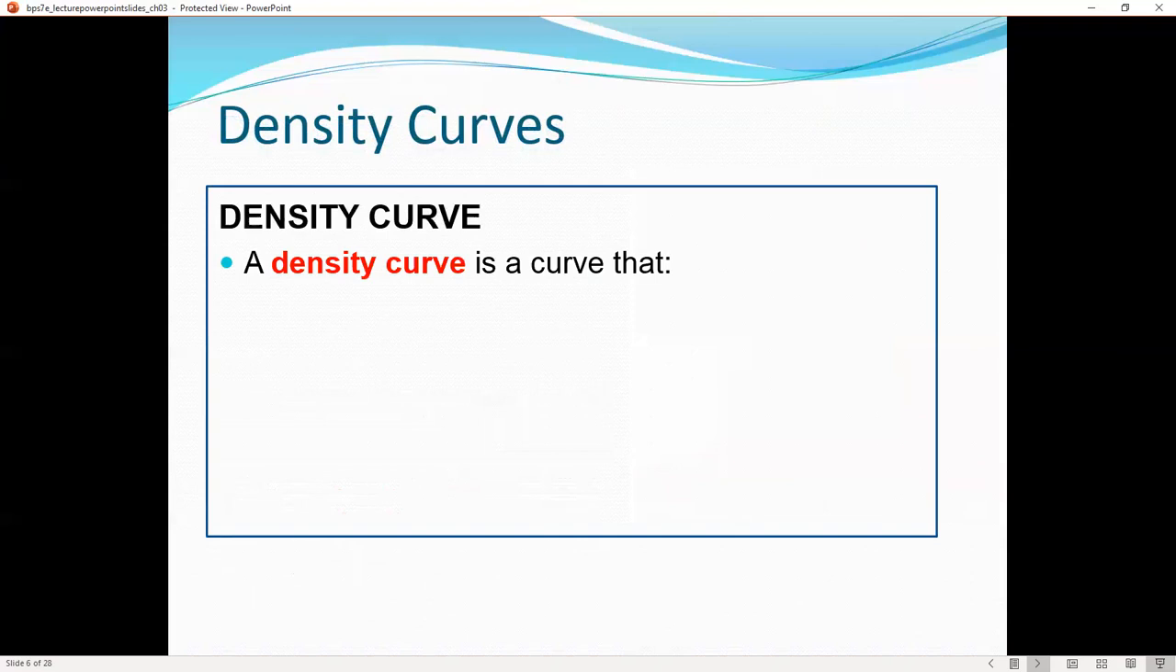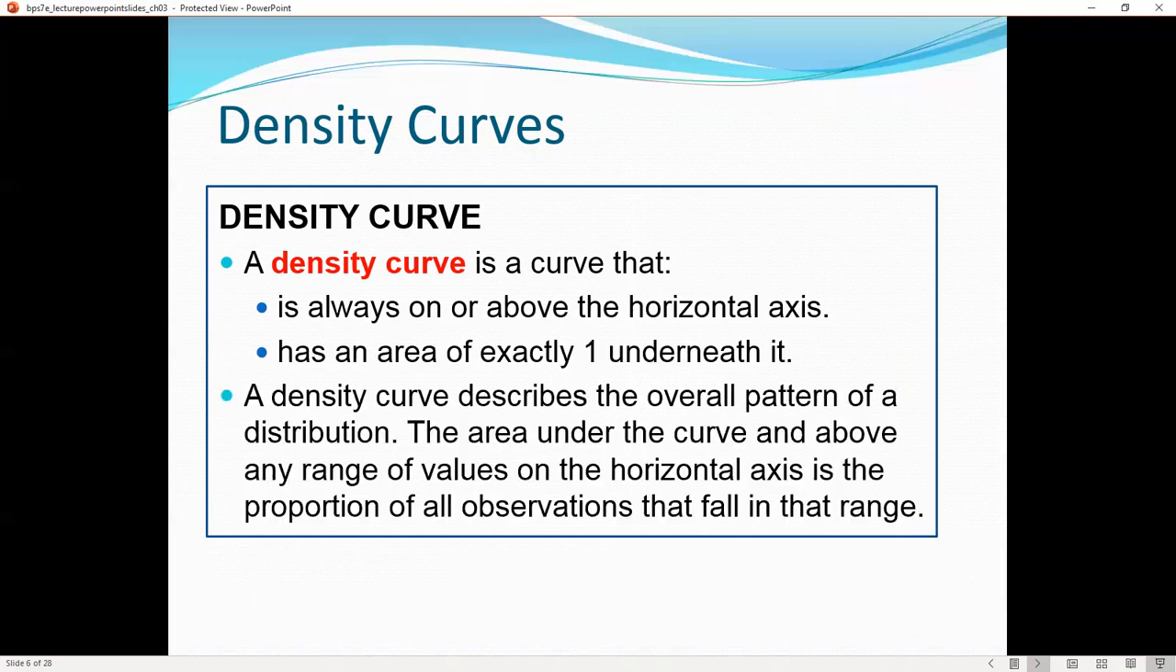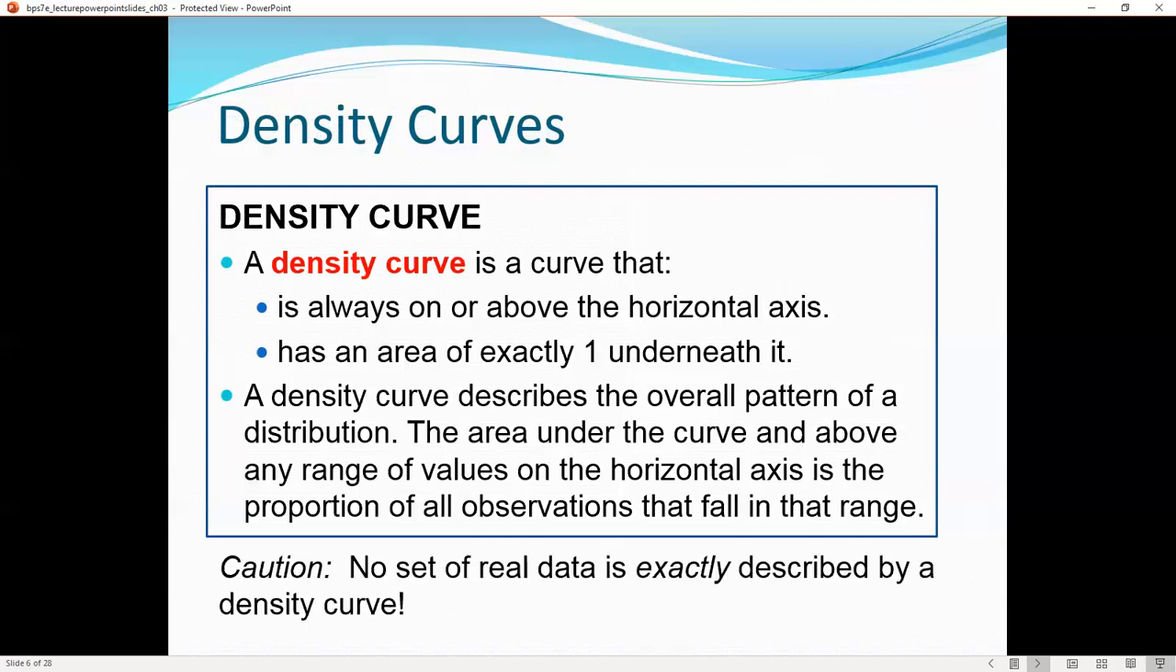A density curve is a curve that is always on or above the horizontal axis and has an area of exactly 1 underneath it. A density curve describes the overall pattern of a distribution. The area under the curve and above any range of values on the horizontal axis is the proportion of all observations that fall in that range. Caution: no set of real data is exactly described by a density curve.